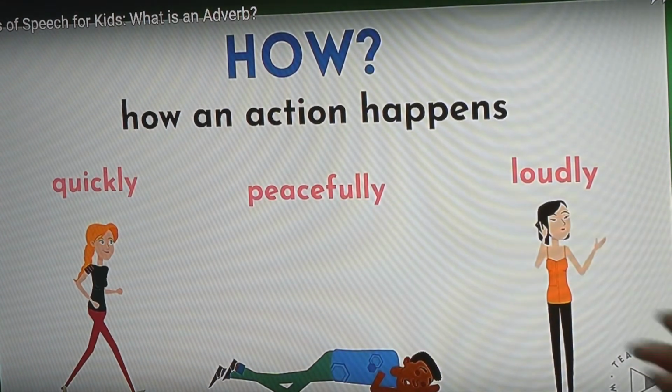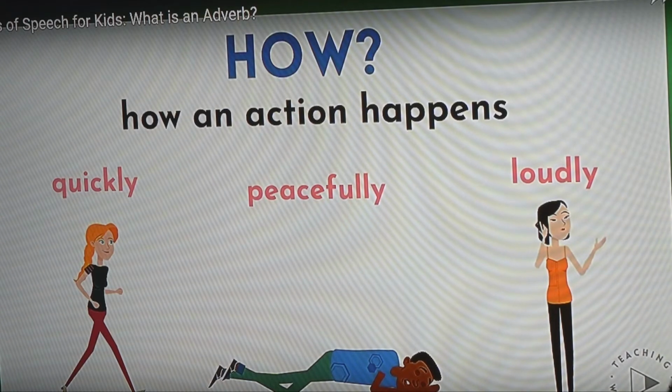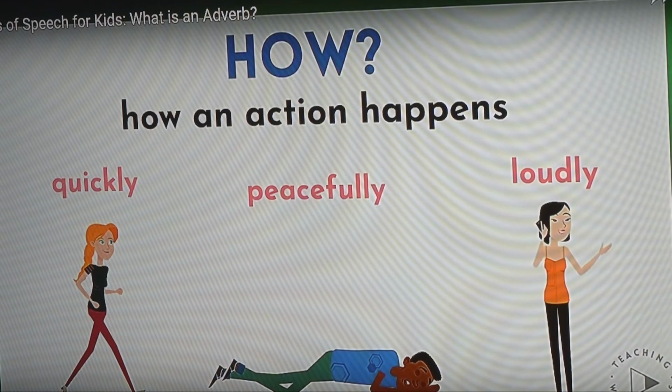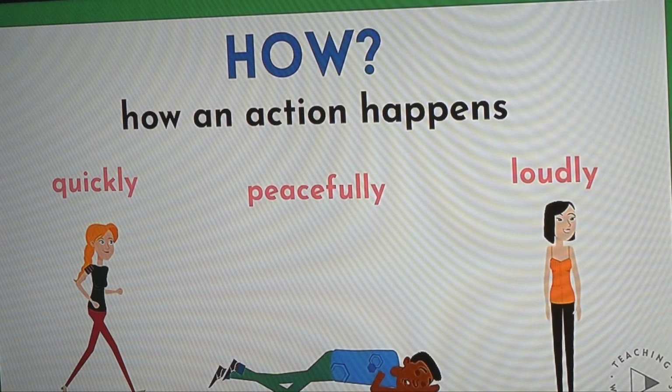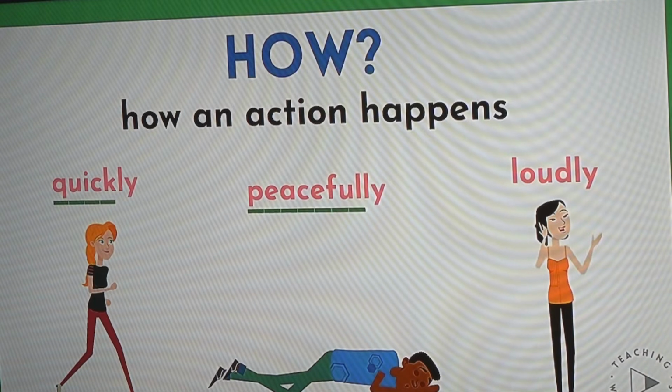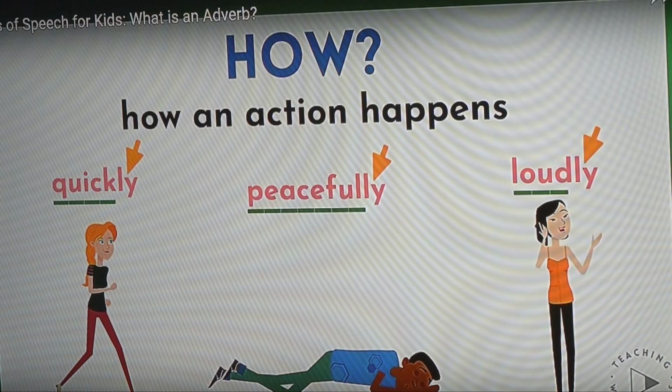What is so special about these adverbs? Do you want to know? Keep watching. Do you notice something about these three adverbs? Oh yeah, they all end in ly. Quick, peaceful, and loud are all adjectives that can describe nouns. But when we want to describe a verb, we often add an ly on the end to create an adverb. Can you think of some other adverbs that end in ly?